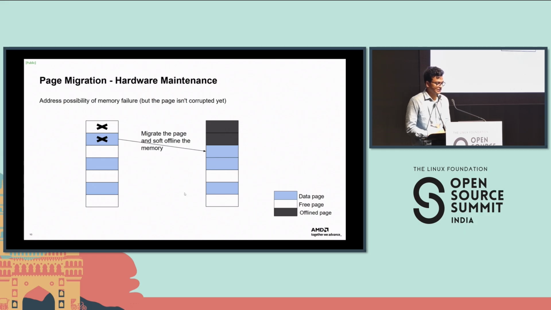Then it also helps us address any possibility of memory failure. When it is suspected that memory can fail, but the page is not corrupted yet, we would migrate the pages to a different location, and then we can soft offline those suspected regions where there is a chance of failure. Similarly for hot unplug.